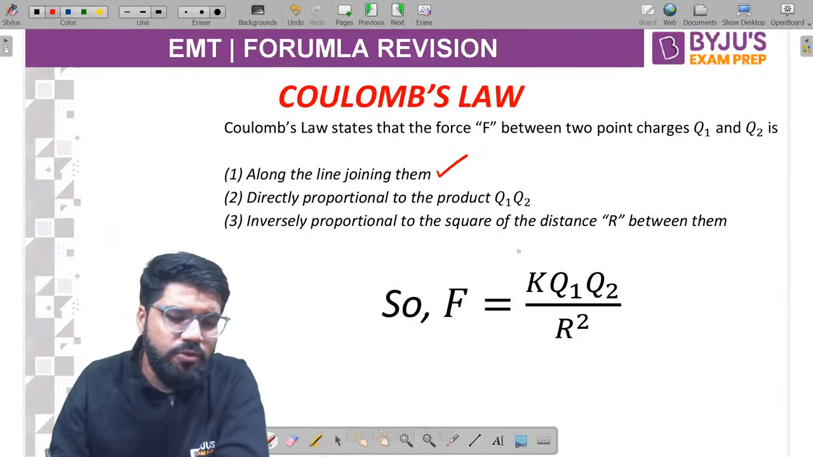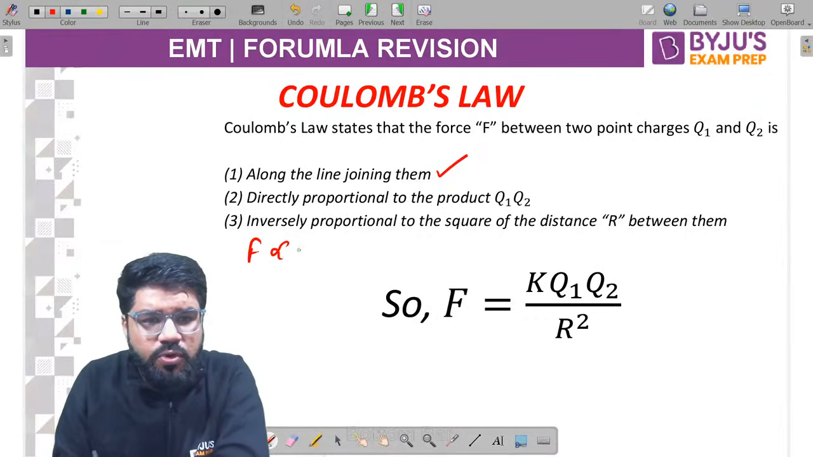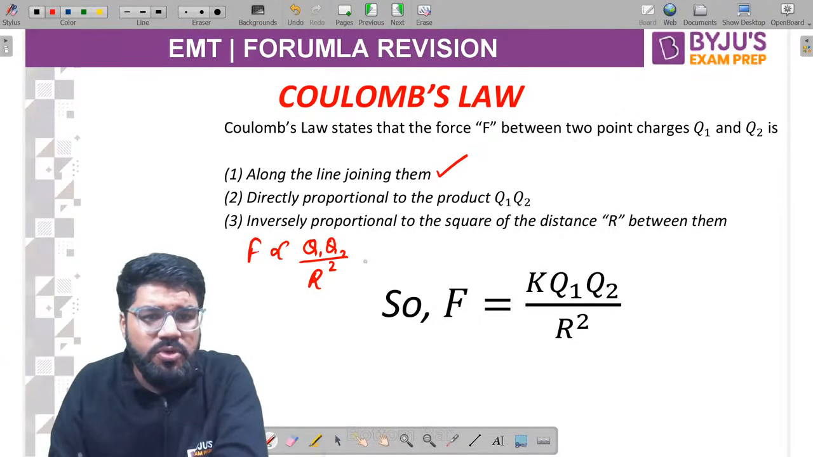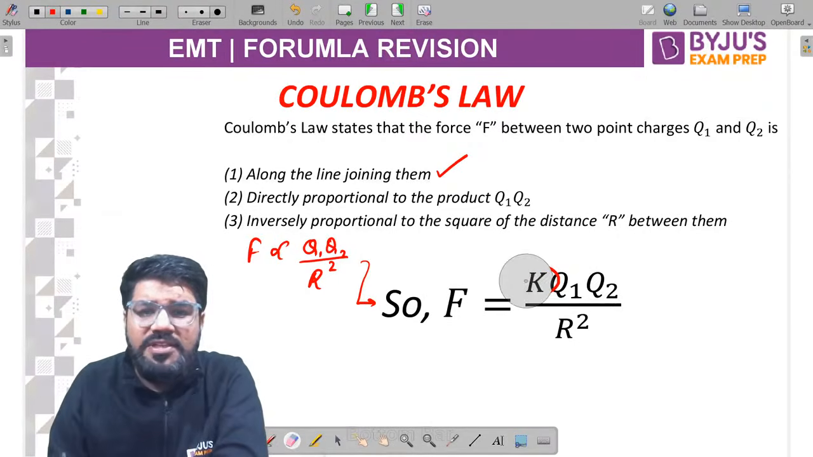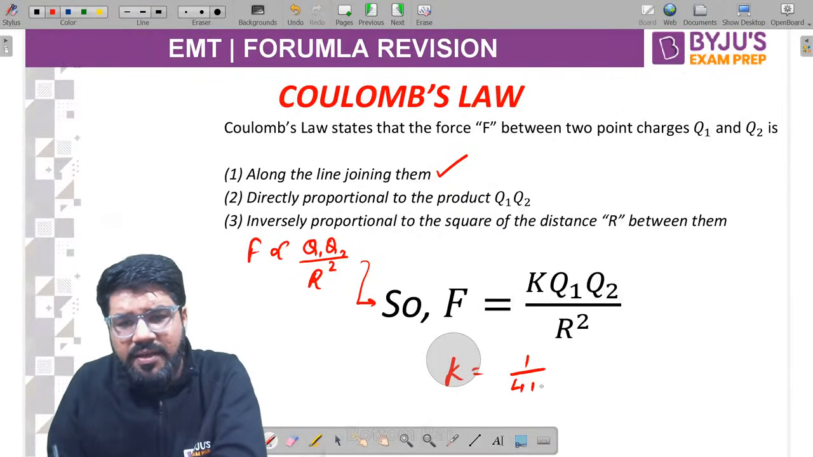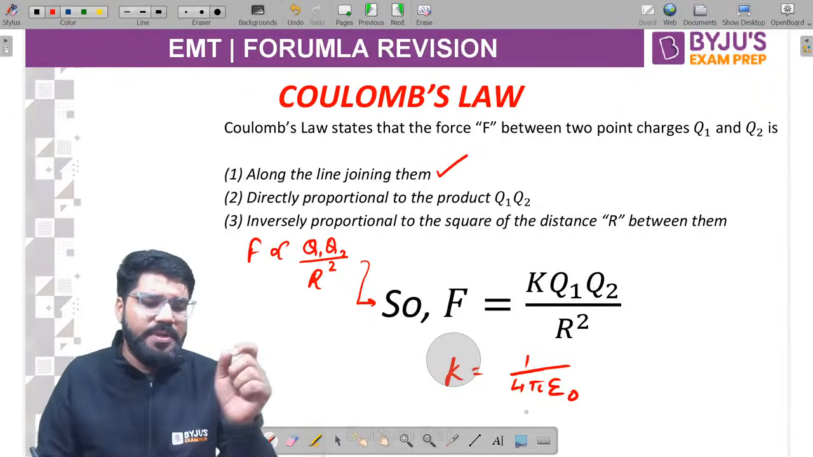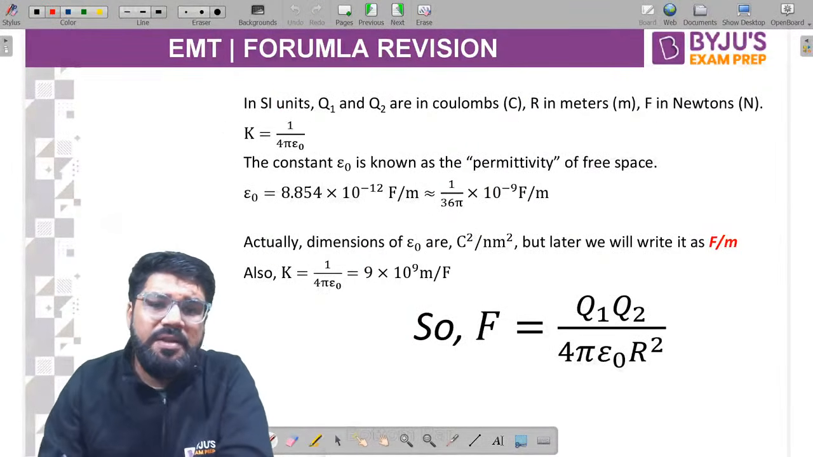Higher the distance, lesser is the force. That is eventually written as force being proportional to Q1 Q2, and also proportional to 1 by R square. Removing the proportionality sign, we introduce the constant of proportionality, K, and F is given by K Q1 Q2 divided by R square, where K is 1 upon 4 pi epsilon, and it is 1 upon 4 pi epsilon naught if you are specifically talking about free space, where we all know epsilon naught is known as the permittivity of free space.